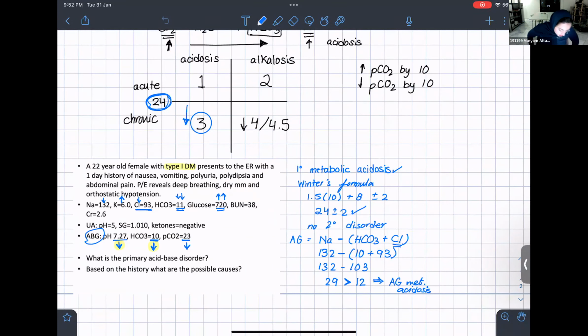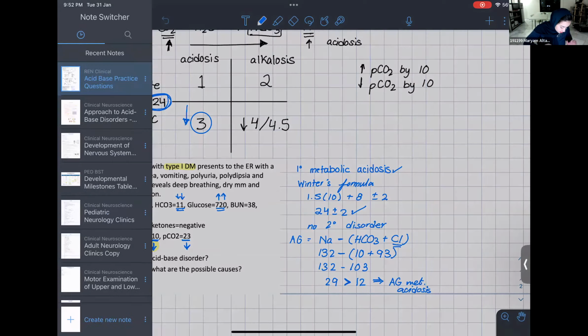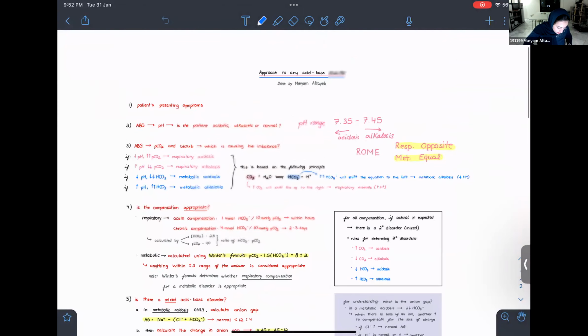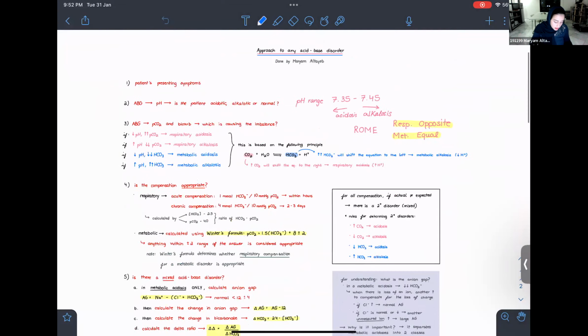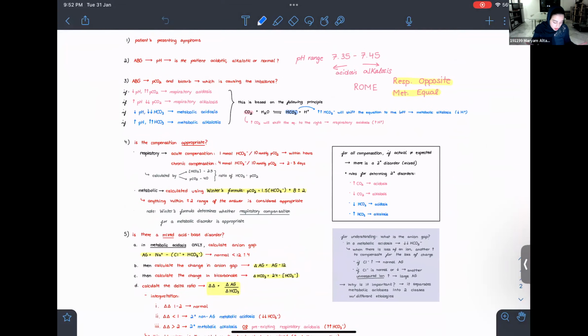But for now, with everything that we did, we can recap. I'm going to open this because it's much better for recap. In terms of acid base, we first look at the patient's presenting symptoms. Then we look at the ABG, pH. Is the patient acidotic, alkalotic, or normal? Then we look at PCO2 and bicarb, and we look at the direction. Remember, respiratory, they're the opposite, and metabolic, they're equal. So in respiratory acidosis, you're going to have low pH, high PCO2. In respiratory alkalosis, high pH, low PCO2.